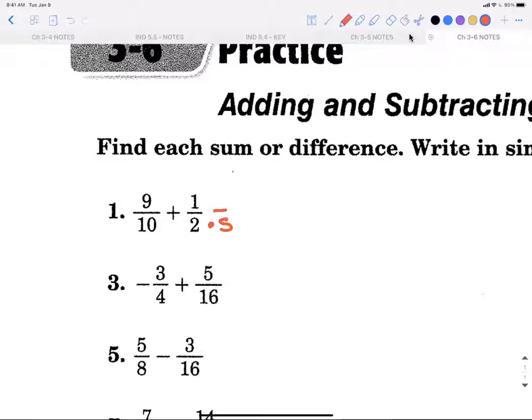If I multiply both top and bottom by a 5, right? What's 5 over 5 reduced to? 1. And if I multiply 1/2 by 1, have I changed it from 1/2? I haven't broken any math rules.